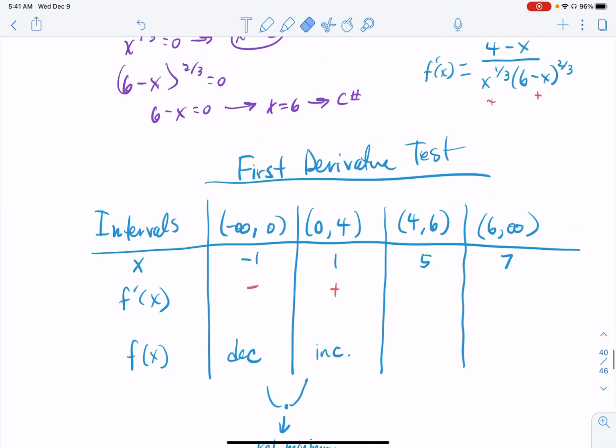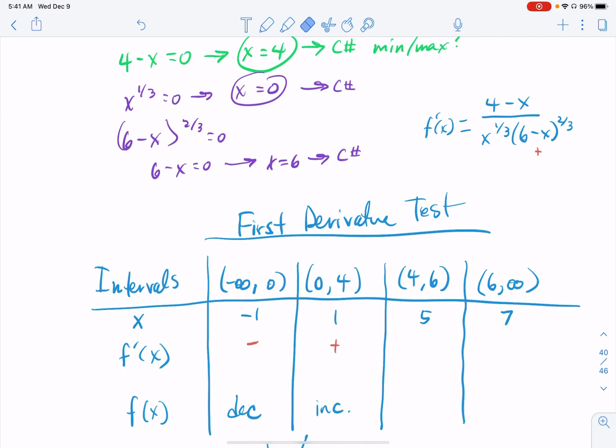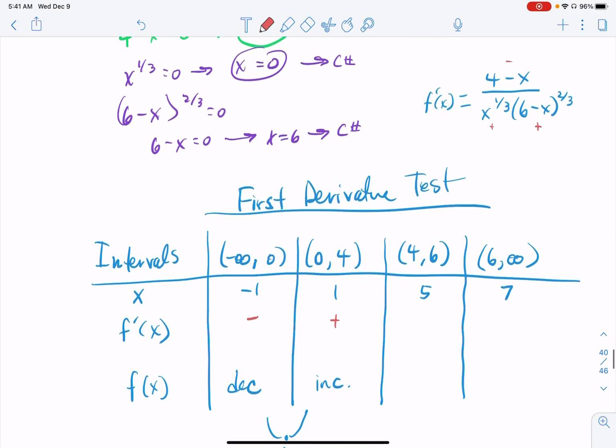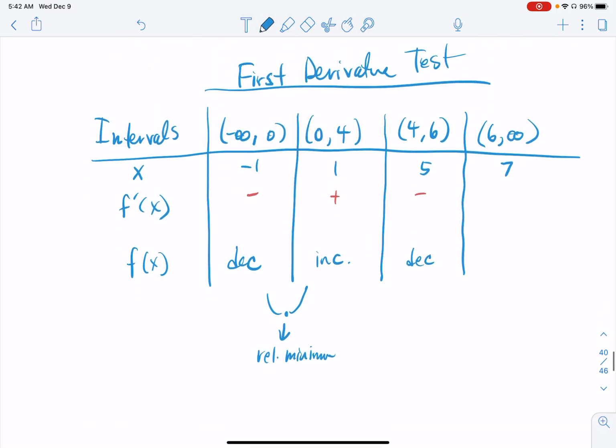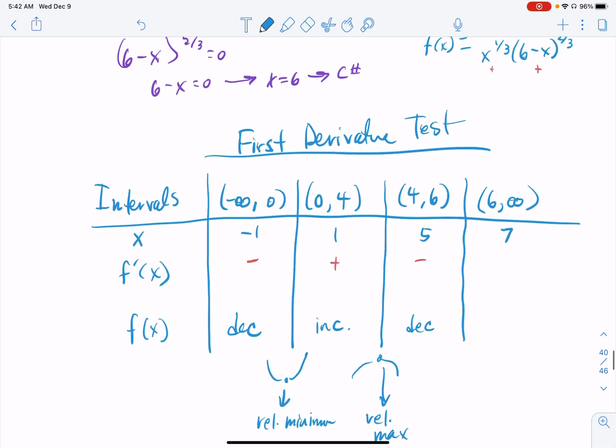Let's plug in a 5. 5 is going to make this negative up top, but positive down here, so it's negative. We are now decreasing again. So increasing, then decreasing. Here we found ourselves a relative maximum. Can we go ahead and assume that the next one's going to be a relative minimum? It's just going to alternate. Let's see.